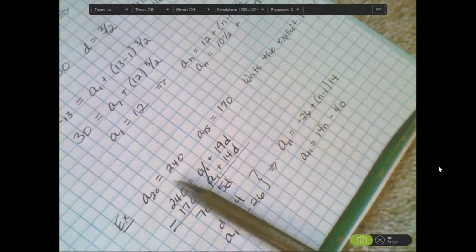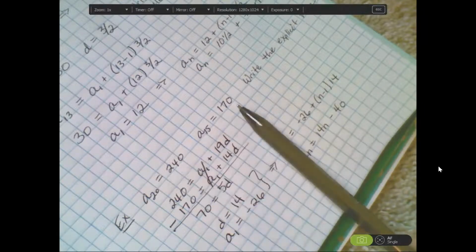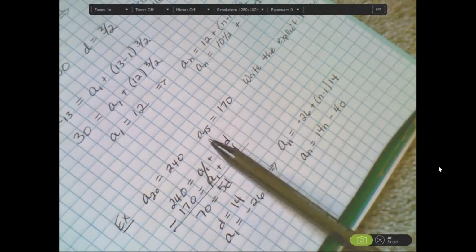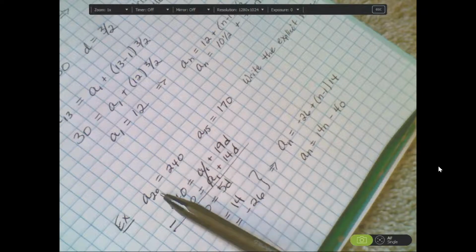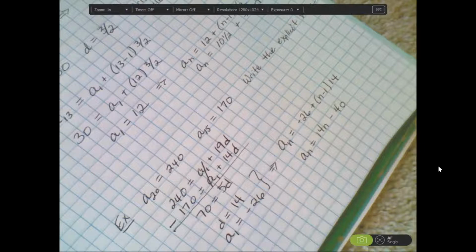But you can also just think about what's happening with these numbers, right? There's a difference of 70, and that's spread out over basically 5 positions from the 15th number to the 20th number in our list. So if we split that up evenly, we're going to be adding 14 every time to make that happen. So either way you want to do it, you can figure out the common difference, figure out that first term, and then you've got your rule.